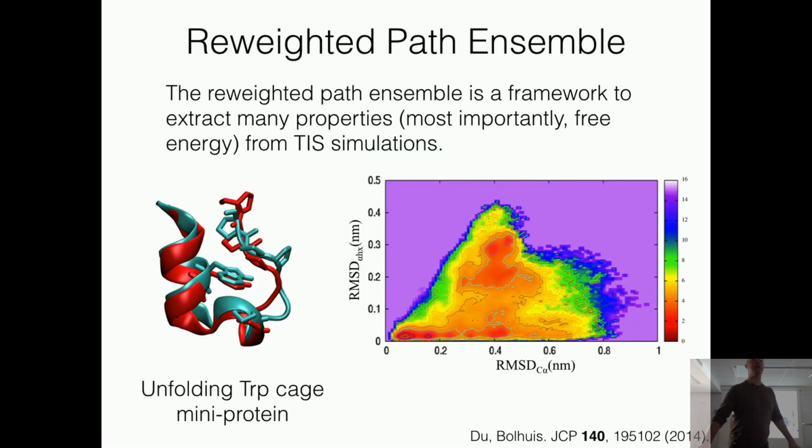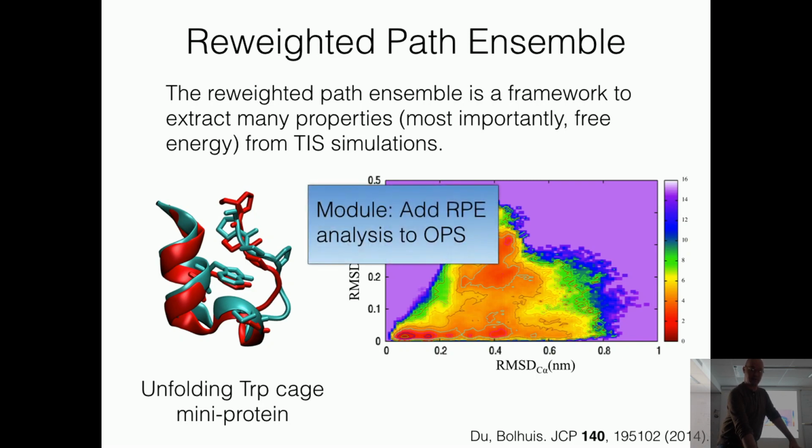Another thing that you can look at with TIS is a reweighted path ensemble, which gives you a way to calculate a lot of properties, most importantly probably the free energy. So this is from some work on unfolding the trip cage protein, and you can get a free energy profile in any collective variables that you're interested in. That's the nice thing with TIS: these dynamics are unbiased. Therefore, you can use any variable you think of after the fact to look at it as well.